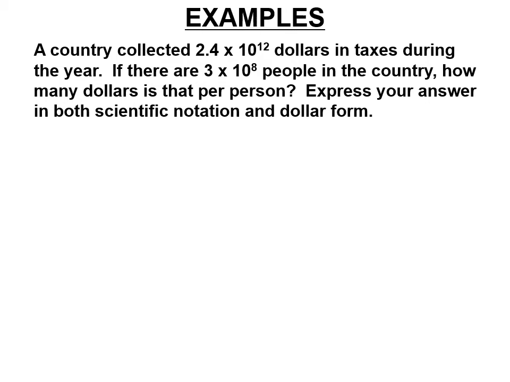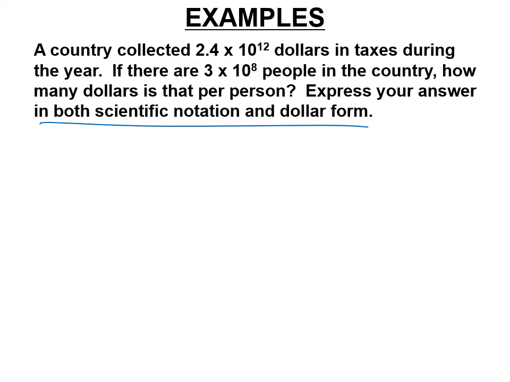A country collected 2.4 times 10 to the 12th dollars in taxes during the year. If there are 3 times 10 to the 8th people in the country, how many dollars is that per person? Now, this is roughly what we pay in America, the United States, in income tax. So we're going to express our answer in both scientific notation and dollar form.